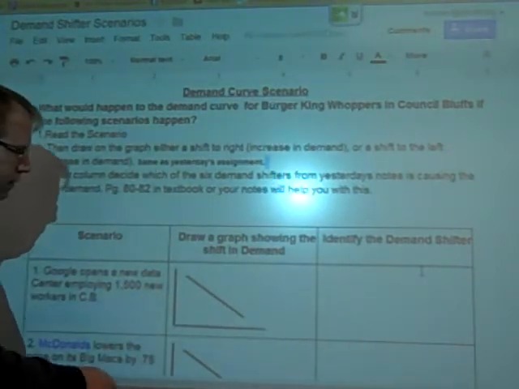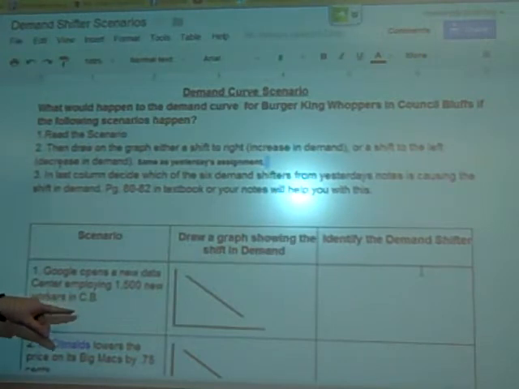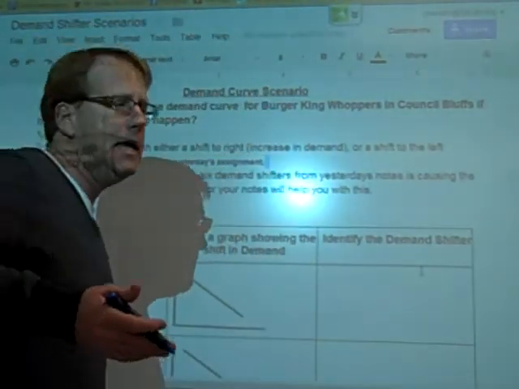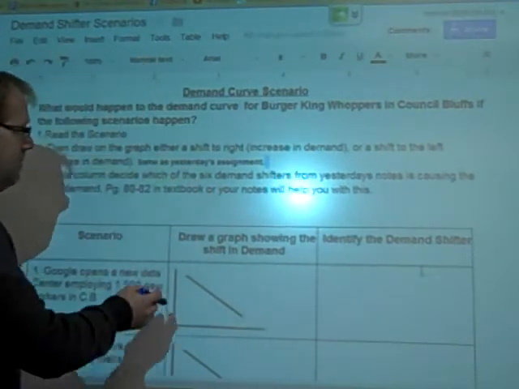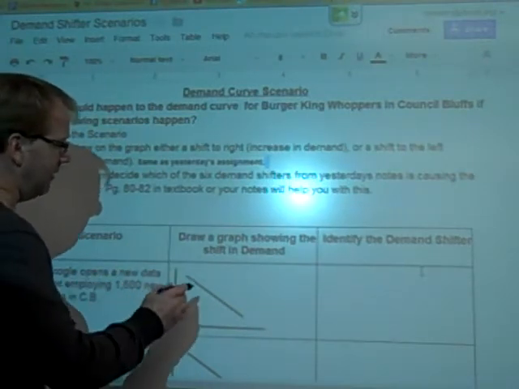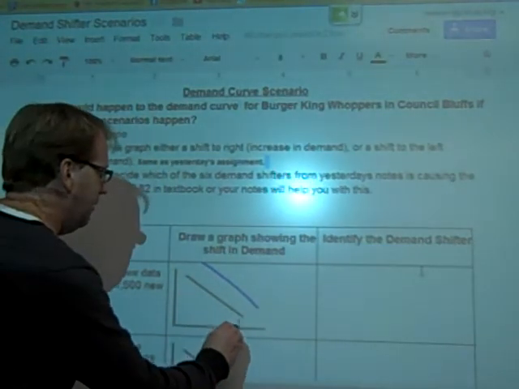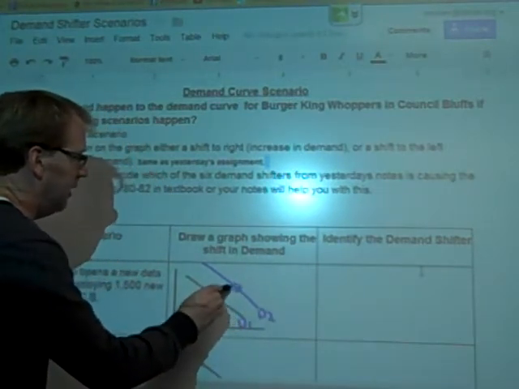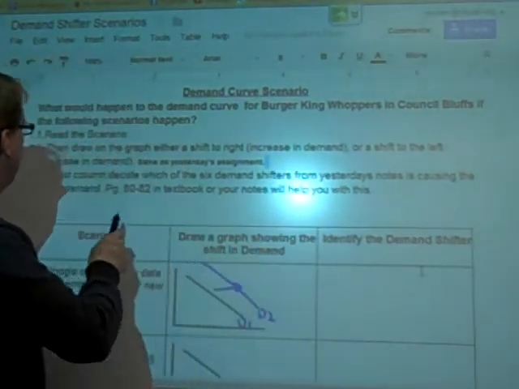So for the first one, which says Google opens a new data center employing 1,500 new workers in Council Bluffs, it seems pretty obvious to me that there's more people in town making money, maybe going out for lunch, possibly to Burger King. So probably demand for Burger King Whoppers is going to increase based on that scenario. That's going to be a shift to the right. I draw that, and I label this D1, the original demand curve. I label this D2. I draw the shift with an arrow going to the right. That's an increase.